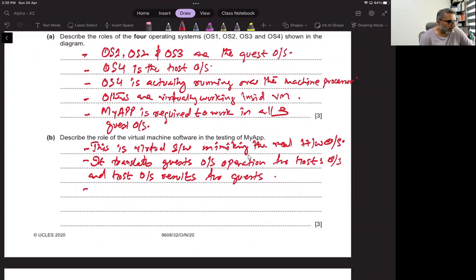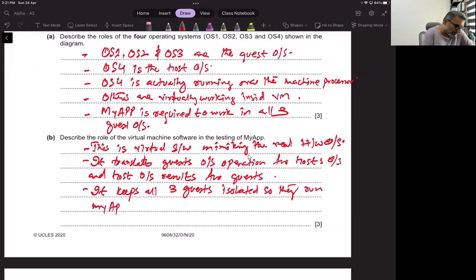What else? It keeps all three guests isolated so they run My App smoothly.